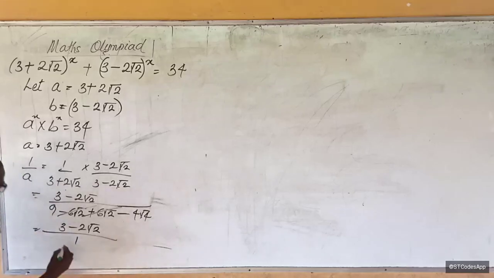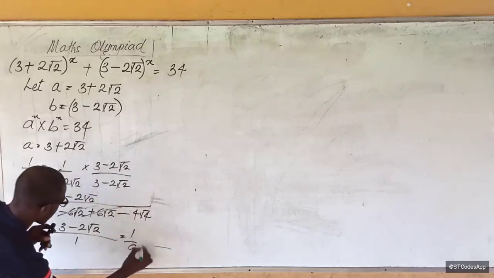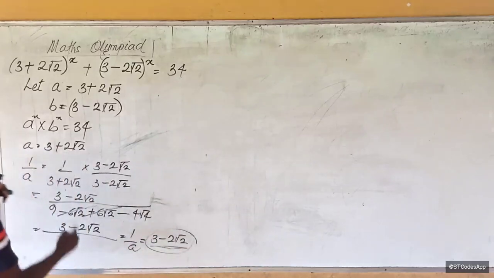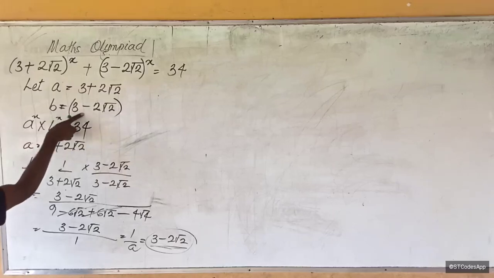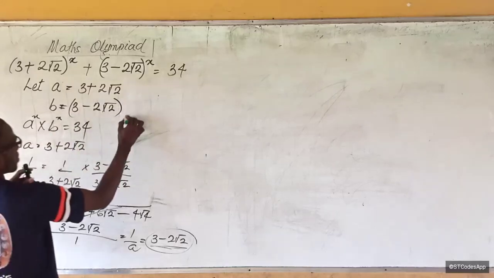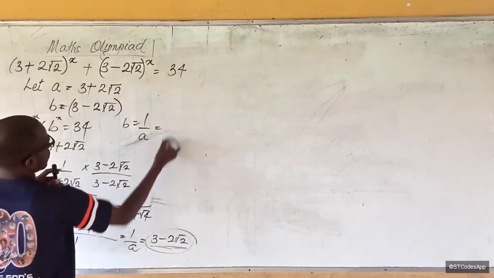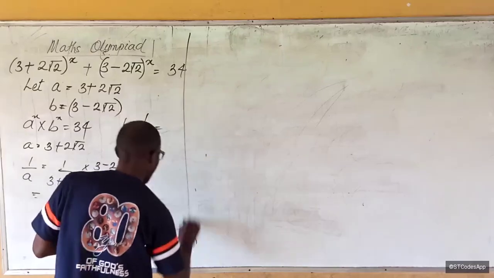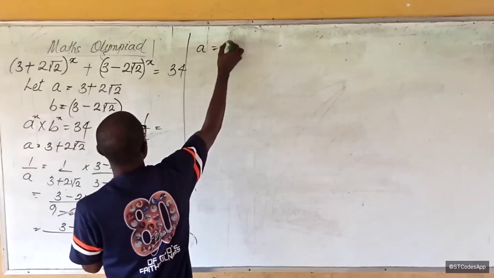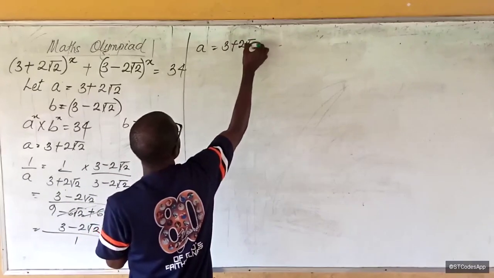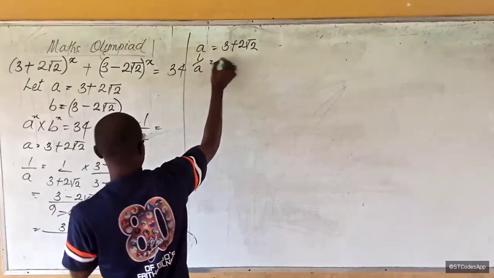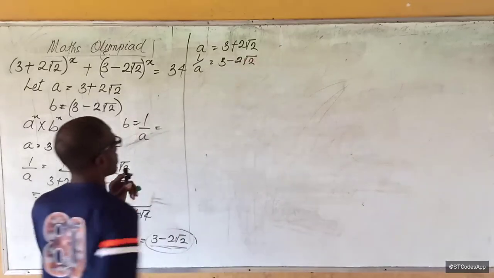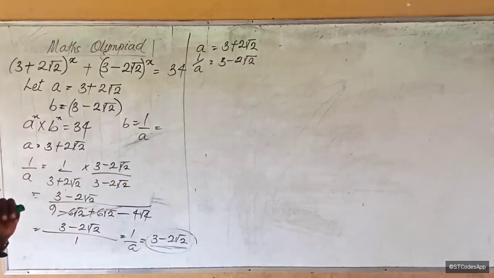So what does that tell us? That 1 over A is actually 3 minus 2 root 2. So we represented 3 minus 2 root 2 as B. So B is actually 1 over A. So since B is 1 over A, we can rewrite our expression: A is now 3 plus 2 root 2, and 1 over A is 3 minus 2 root 2. All right, so we are getting somewhere now.